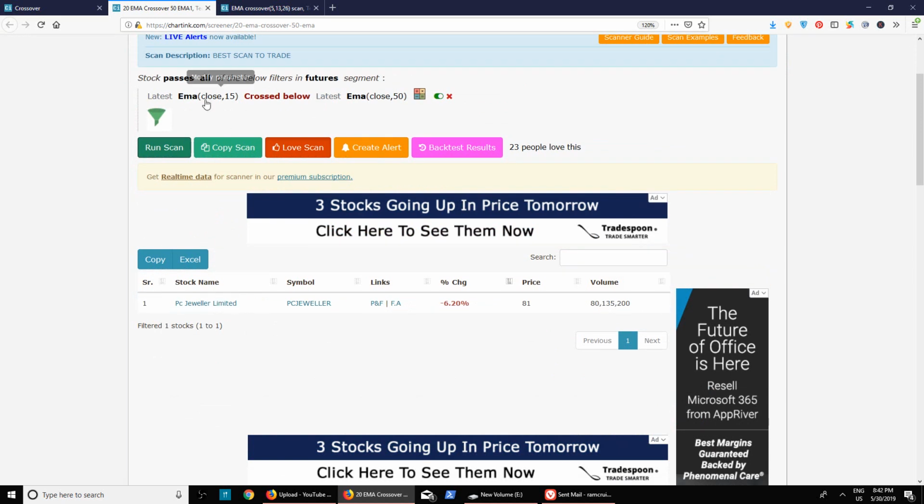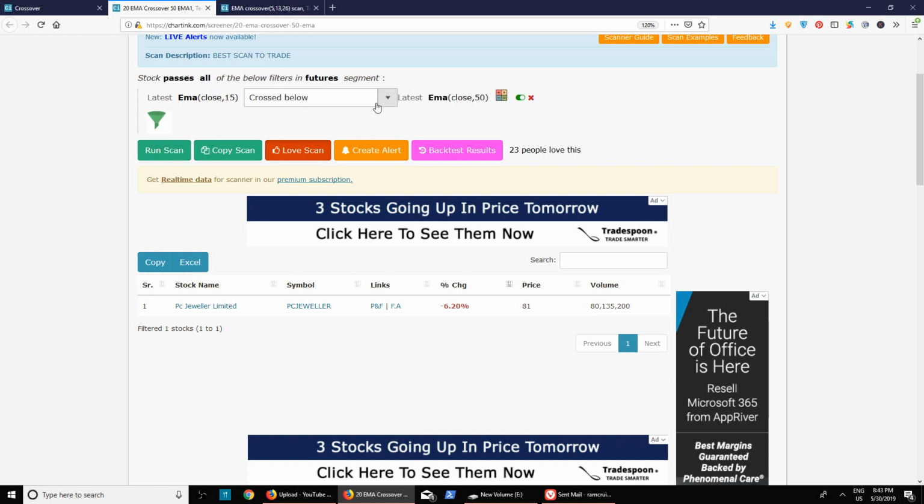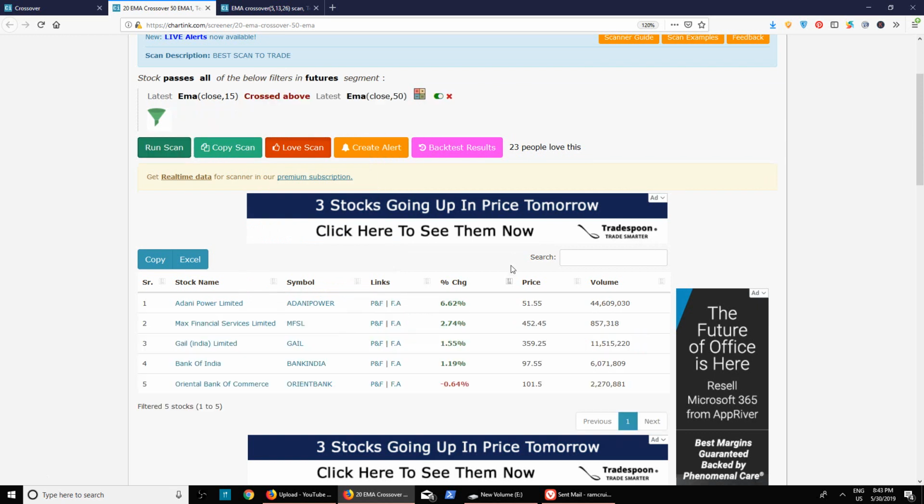So the latest close, the 15-day EMA has crossed above. I'm sorry, this is basically a bearish signal. As you can see, this has crossed below, that means this is a bearish signal. Whenever it says crossed above on the latest, then this is an incredibly bullish signal. Again, this is an EOD chart, and if you are looking at this while watching this video, this will not help.